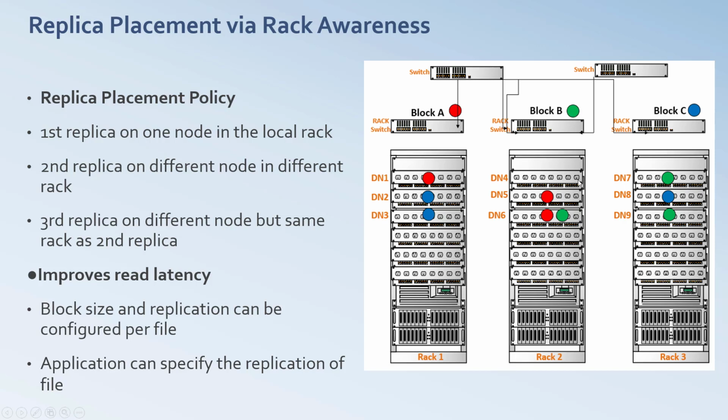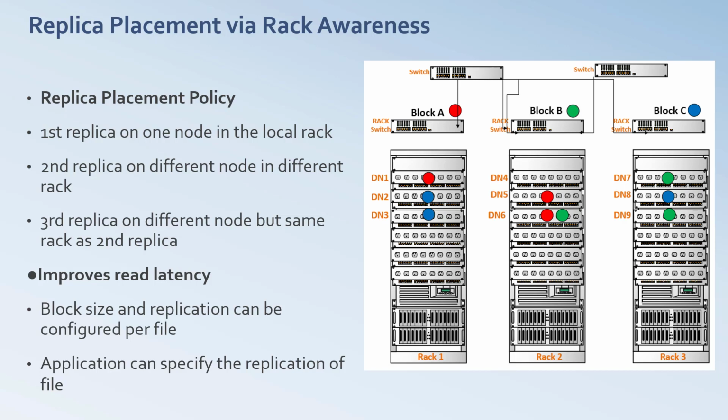Similarly, block B, which is green in color, the first replica is placed on data node 6 on rack 2, and the second and third replicas are placed in a different rack and different nodes, data node 7 and data node 9. Similarly, block C, the first block is in data node 8 within rack 2, and the second and third replicas are on rack 1 but on 2 different data nodes. So this placement of replicated blocks is always an off-the-rack placement. In our case rack 2, the third replica is always on the same rack but on a different data node.